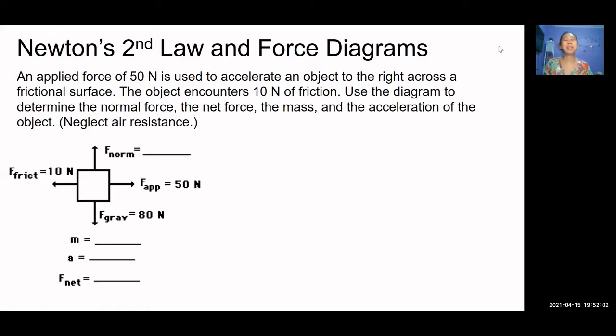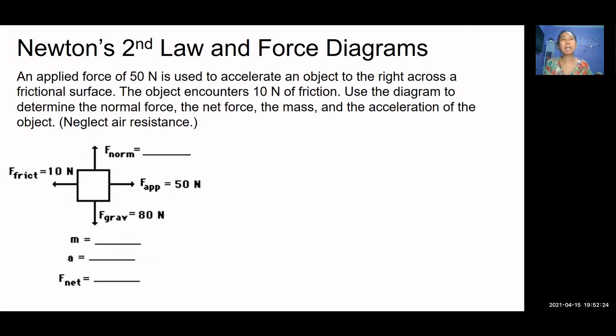So an applied force of 15 newtons is used to accelerate an object to the right across a frictional surface. The object encounters 10 newtons of friction. So use the diagram to determine the normal force, the net force, the mass, and the acceleration of the object. So we have to neglect air resistance. Okay, so basic to sa problem, kailangan nating makuha yung mga blank values dito.